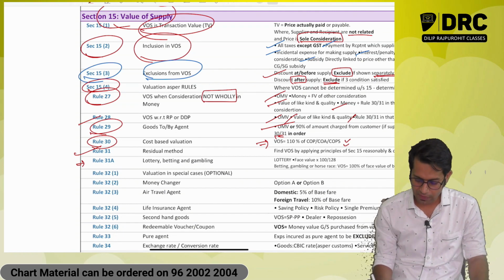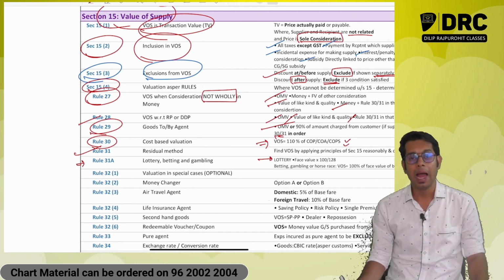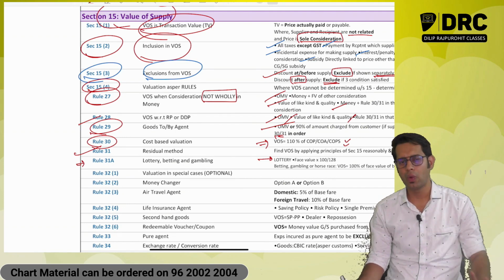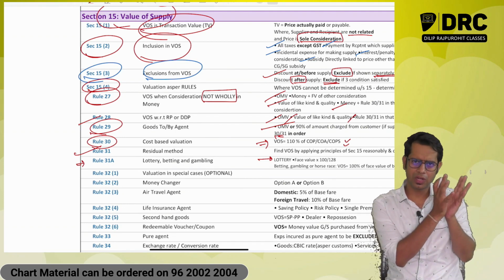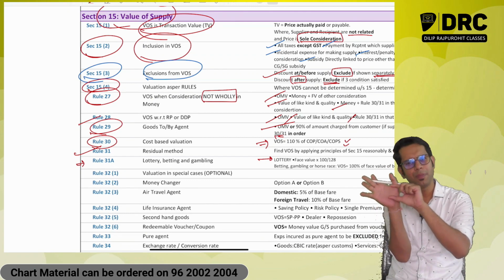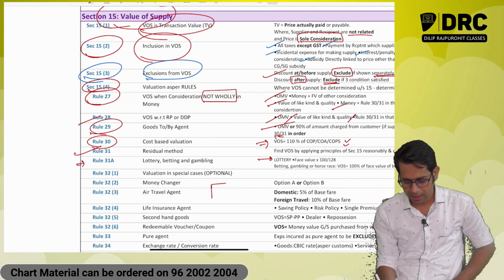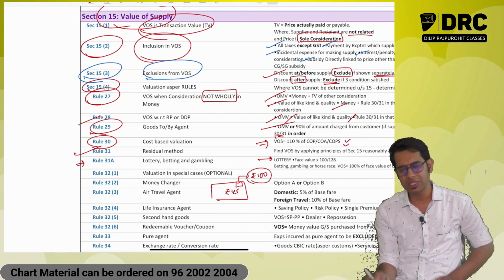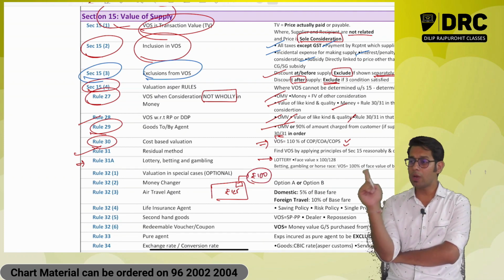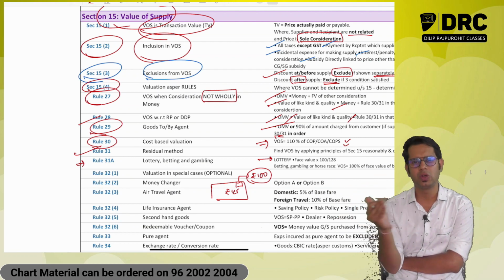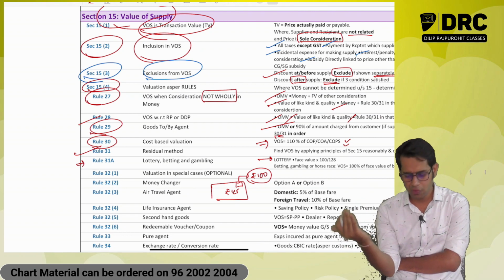For lottery, the value of supply is how much, sir? The value of supply is face value of lottery ticket or the prize money into 100 divided by 128. Face value means what, sir? Whatever lottery ticket is there will have a price. Say there is a lottery of 1 crore rupees, and if you want to purchase this lottery ticket, you will have to give 100 rupees. So this 100 rupees is nothing but face value. Normally this 100 rupees is inclusive of GST. You should exclude the GST part, which will give you value of supply.